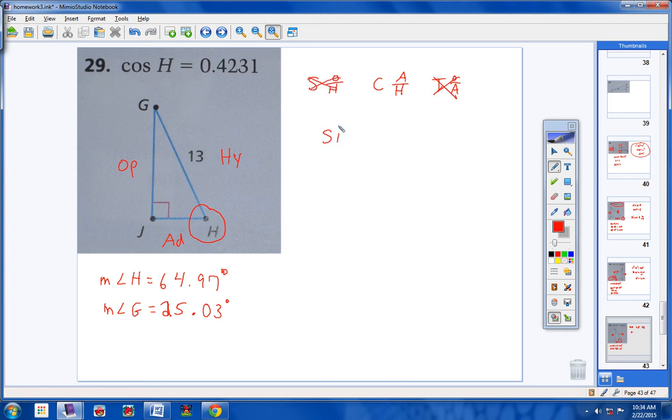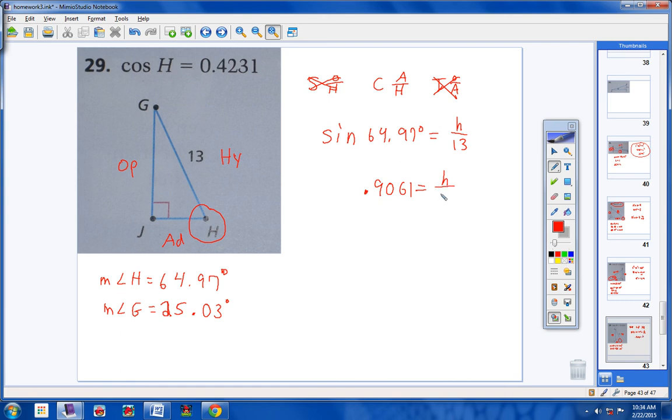So sine of, we circled H. H is 64.97. Sine equals opposite, which is my unknown, and it's across from angle H, so I'm going to call it little h, over my hypotenuse, which is 13, okay? Now this sine of 64.97 is a decimal, and you're going to get 0.9061 if you round correctly. 0.9061 equals h over 13.